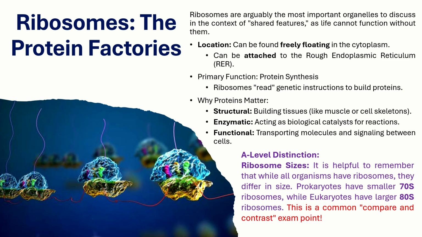Here is an important note for IGCSE exams and even for A levels: it is very helpful to remember that while all organisms have ribosomes, they differ in size. We shall study these size differences in detail in our next lectures, but here I want to focus only on two different sizes, that is 70S and 80S. Prokaryotes have smaller 70S ribosomes, while eukaryotes have larger 80S ribosomes. This is a very common compare and contrast exam point.